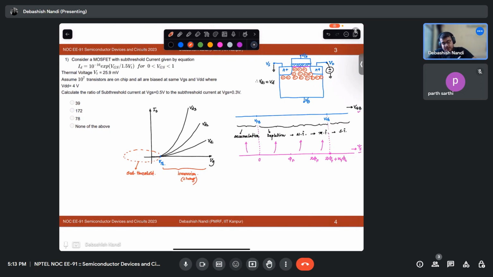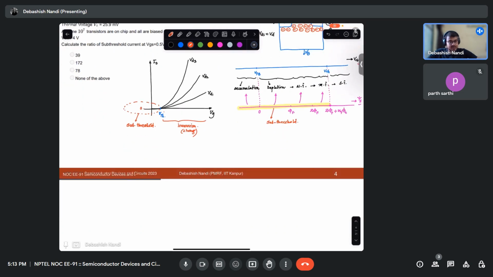So what would be subthreshold in this plot? Subthreshold would be this one. This would be my subthreshold region. So in this plot, it seems like below the threshold voltage your drain current is 0. But actually that is not the case.